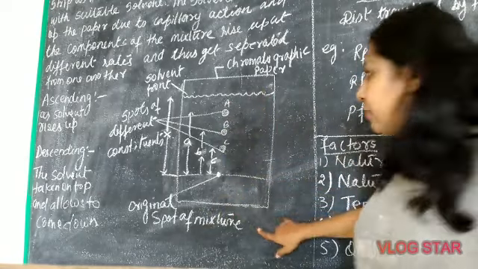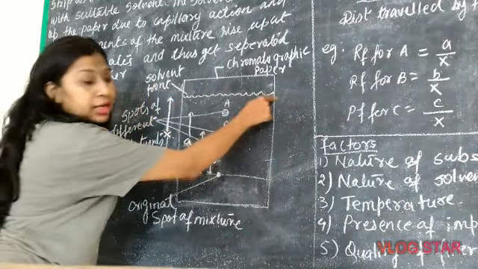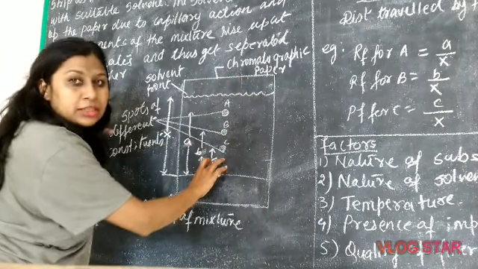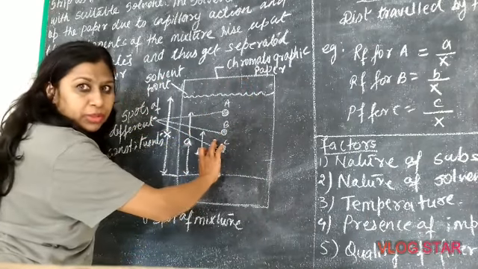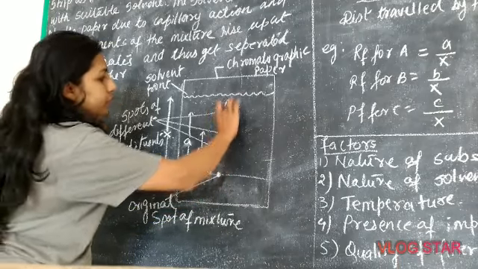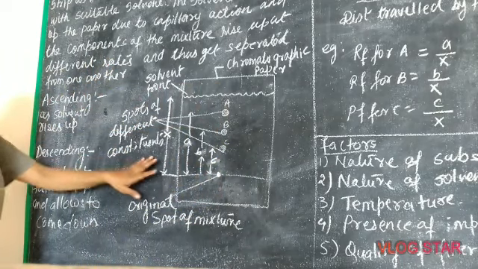This is the original spot of the mixture, and this is the solvent front. What is solvent front? The solvent has risen till here, but the solute, that is the mixture, according to the capacity of movement or the solubility, moves at different levels. So we get spots of different constituents.